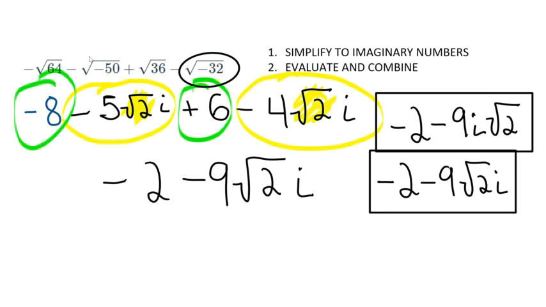I hope that helps out, and I hope the video was useful. Just remember two steps: simplify the imaginary numbers, evaluate and combine. You can only combine if they have the same radical and if they have the imaginary number. Only then are we able to combine the numbers with the numbers.